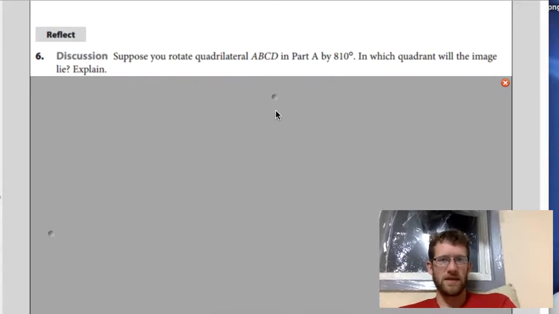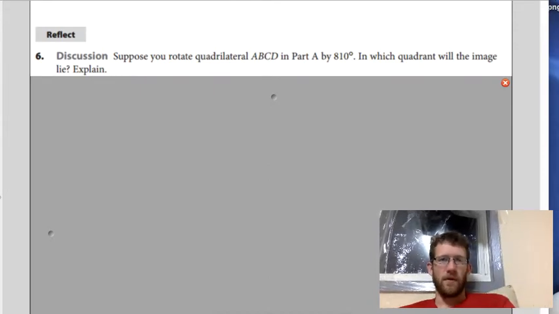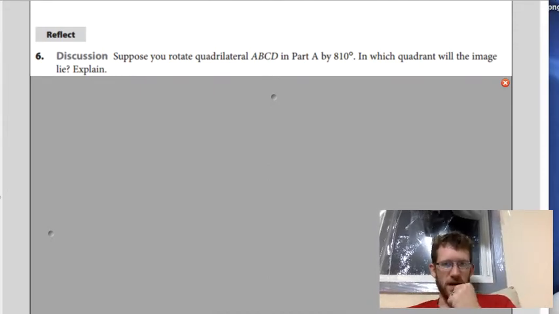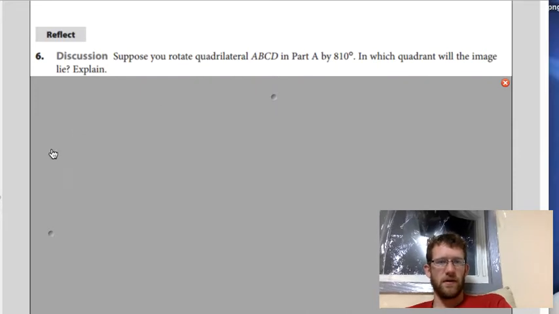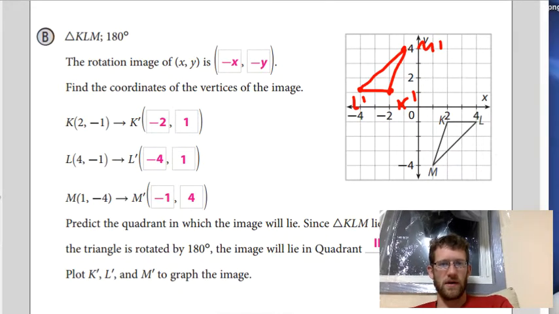Suppose you rotate quadrilateral ABCD in part A by 810 degrees. In what quadrant will that lie? Well, each time you rotate it 360, it ends up back where it is, right? So we can subtract off a couple 360s. So that leaves us with, 810 minus 720, a final rotation of 90 degrees. Basically we can spin around a bunch of times. It just matters how many degrees are left outside of the 360-degree rotations you do. And a 90-degree rotation counterclockwise puts us right here in this quadrant, which is quadrant 3.